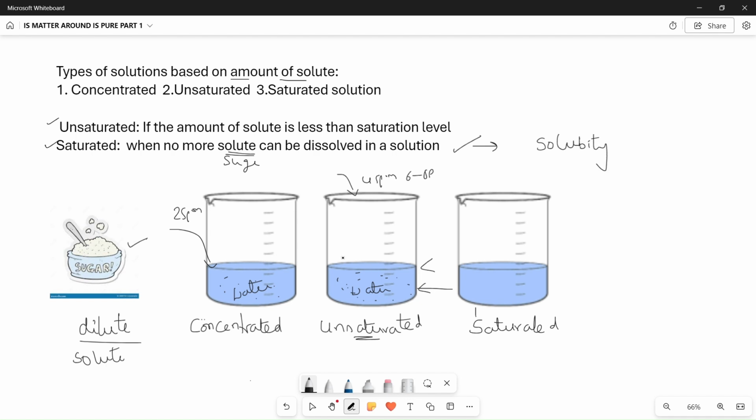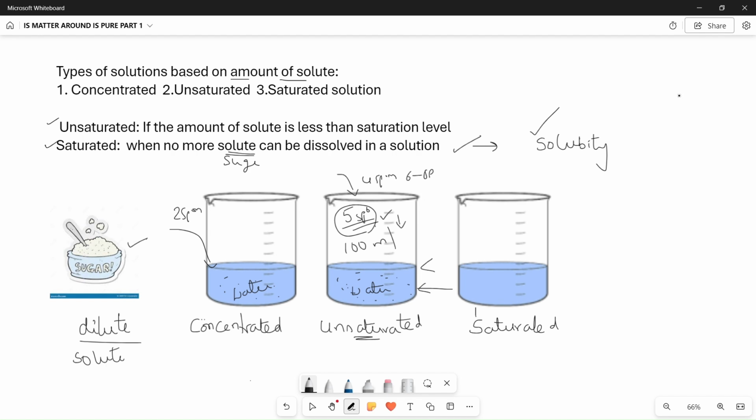Suppose you are taking 100 ml of water, and I am adding 5 spoons. At 5 spoons, it cannot dissolve any more. So at this temperature, this amount of solute is dissolved in this water. That is called the solubility of the solute, the capacity of how much can be dissolved in 100 ml water, more or less 5 spoons, for example. That capacity is called the solubility of the solute in a given solvent.